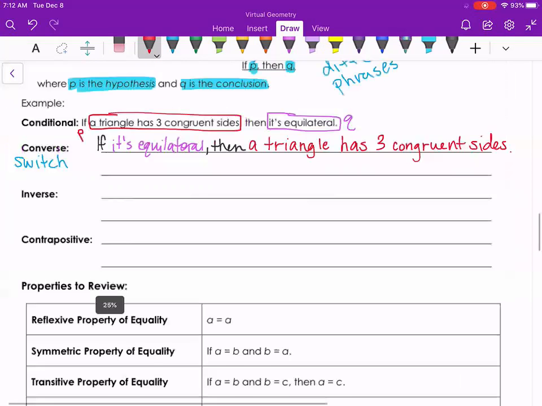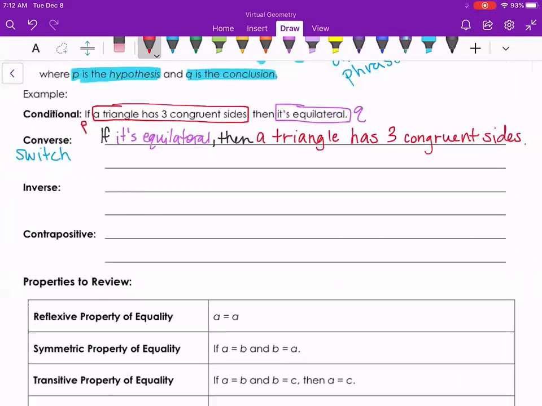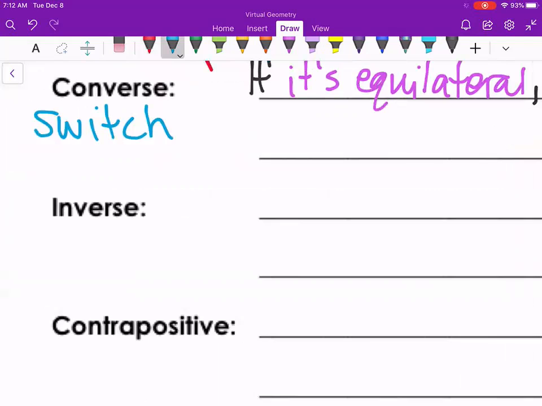And there is our converse. And again, notice all that happened was the two phrases swapped places. Next, we had inverse. Inverse was to negate, which meant to take the opposite of.